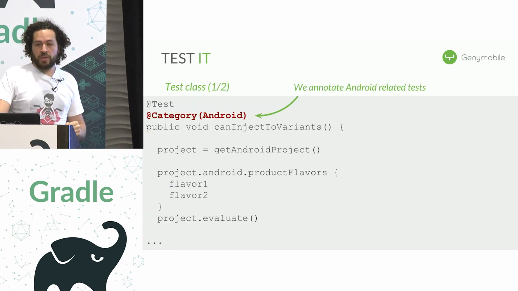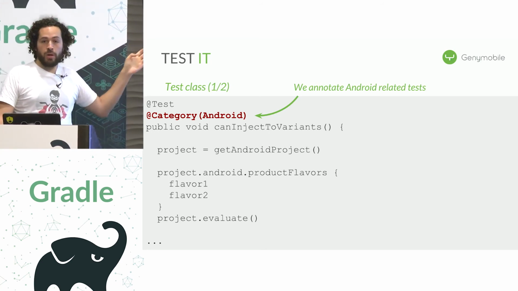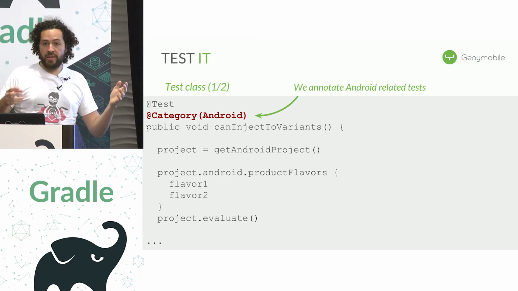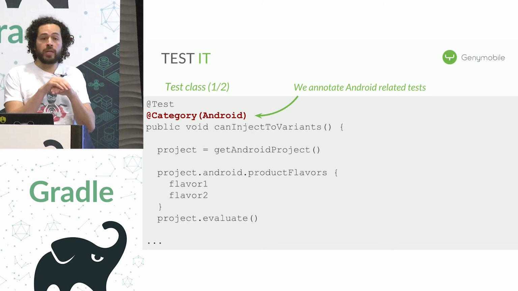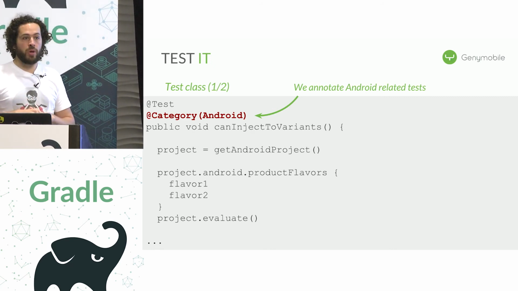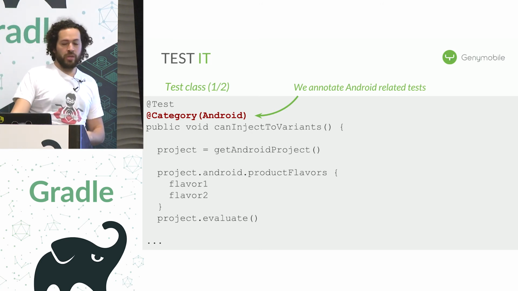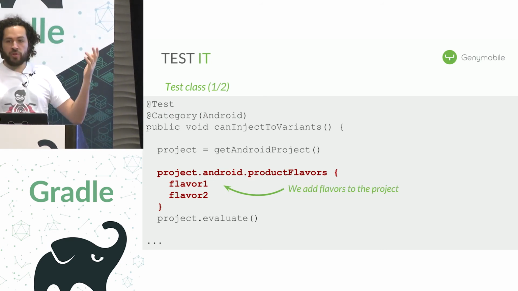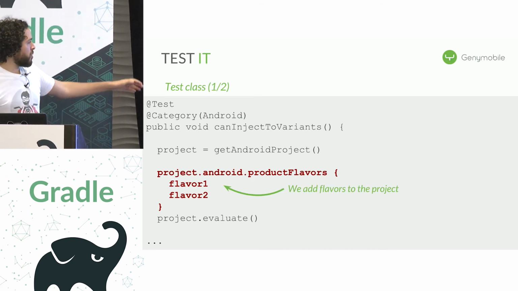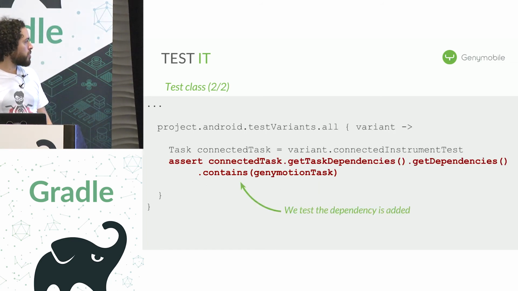Another thing that we've done is that we annotate our Android-related tests with one category. This allows us to run only Android tests when we want to. You will see several tests on different Android plugin versions. Then, just an example of things that we want to test: we create different project flavors. Then we evaluate our project.